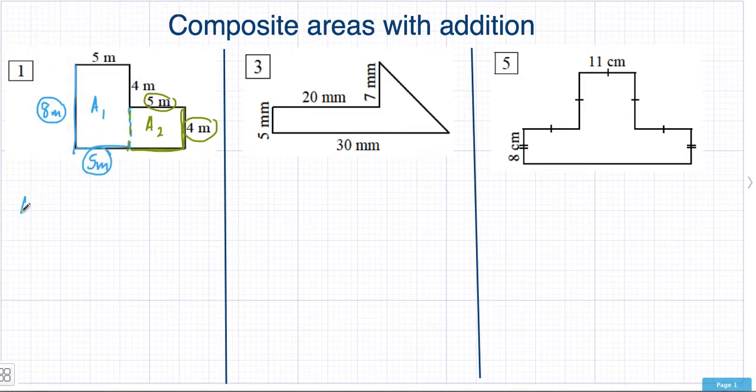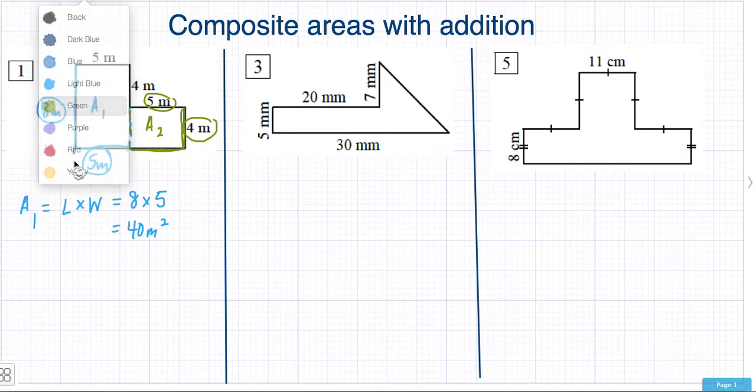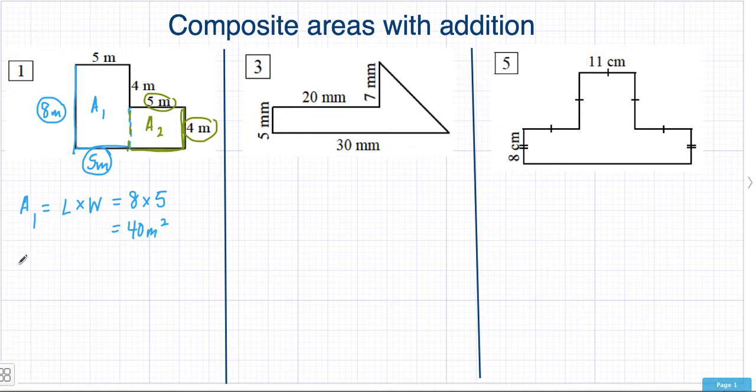So the first area, area 1, remember is equal to the length of the rectangle times its width. The length times the width is 8 times 5, which is 40. And because this is area, we have square units, and here everything's in meters, so it will be square meters. Next thing we're going to do is find area 2. This is the green area. So here we've got length times width, which is 5 times 4, which is 20 meters squared.